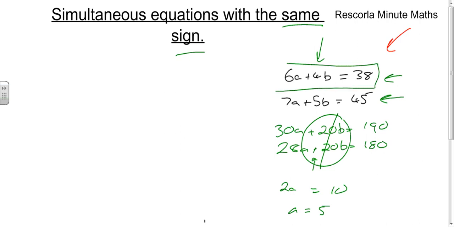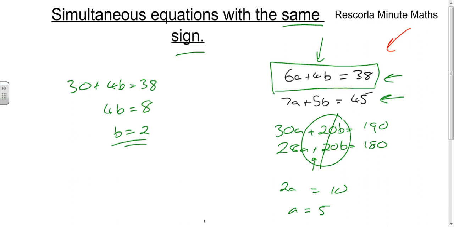I'm going to write out the first equation again. So instead of 6 lots of a, 6 lots of a is going to be 30. That's going to be 30 plus 4b equals 38. I take away 30 from both sides. 4b equals 8. So b equals 2. So I've got a equals 5, b equals 2, and that's my solution.